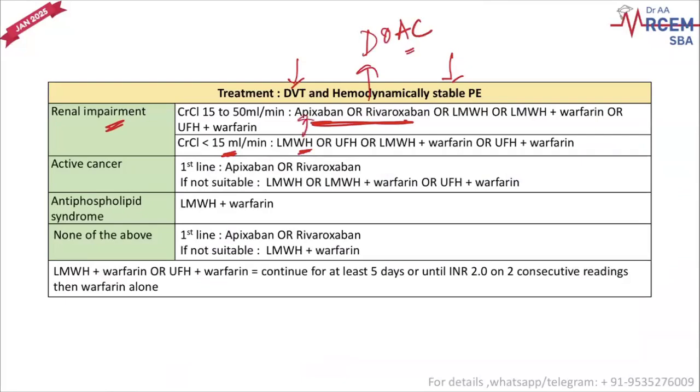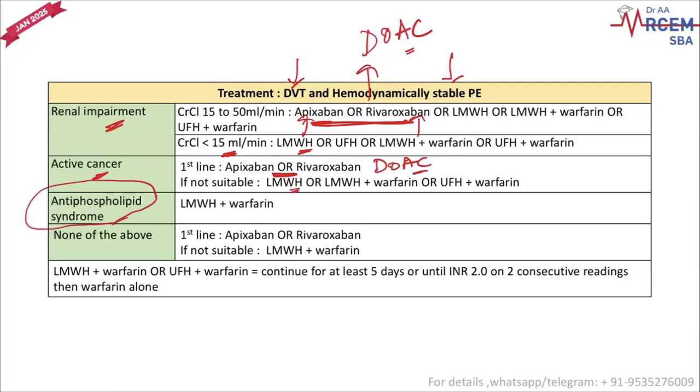The preferred ones are apixaban and rivaroxaban. They end with "ban", so you need to remember those two names. If there is an active cancer, you again still give direct oral anticoagulants itself. If for some reason it is contraindicated, then only do you give low molecular weight heparin.